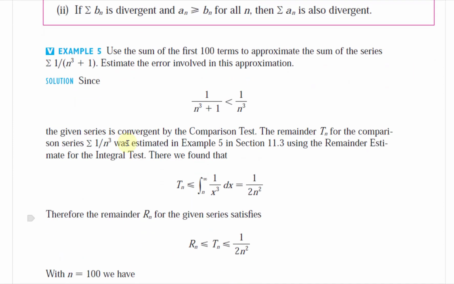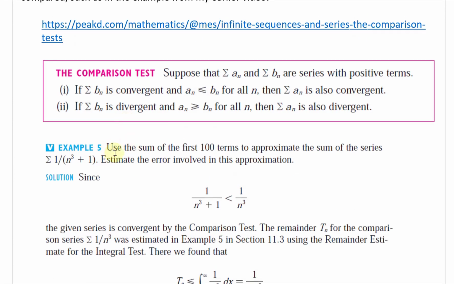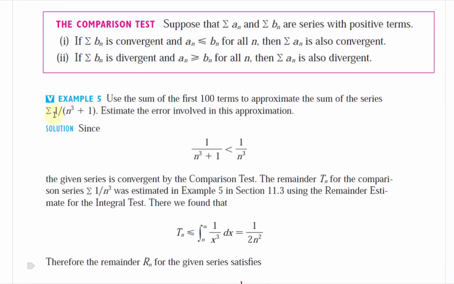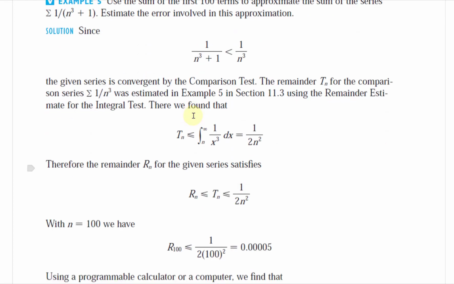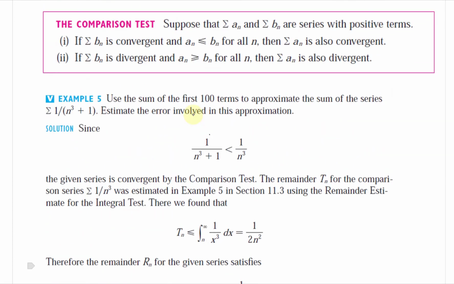Alright, so now here is an example from my earlier video, example 5, where I estimated the sum using the comparison test. Use the sum of the first 100 terms to approximate the sum of the series. Right here is the summation of 1 divided by n(n cubed plus 1), and estimate the error involved in this approximation. So we have this one here, and we're going to compare it to this right here.